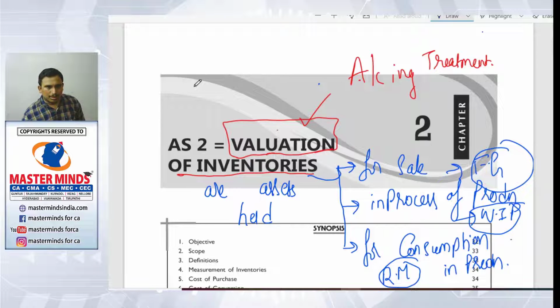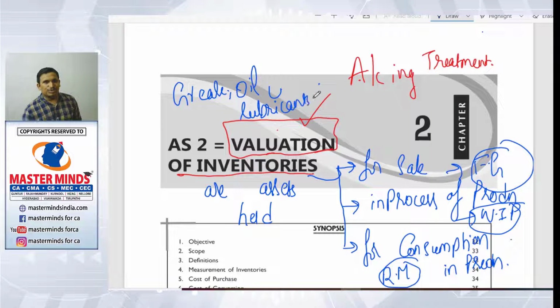What is that? Let us say, I think in costing you might have seen something like grease, oil, and lubricants. Now tell me, grease, oil and lubricants, are these inventory or not? Think over carefully and answer.